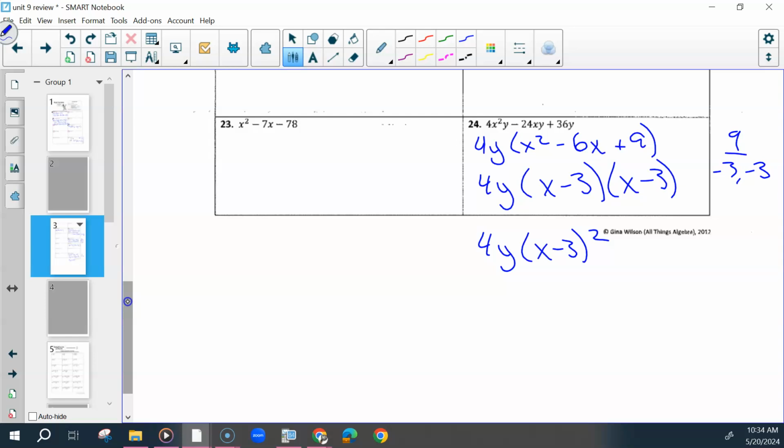Other questions? Look at the dividing polynomials by a monomial, and find any of those we want to see you go over, have questions about. 15.